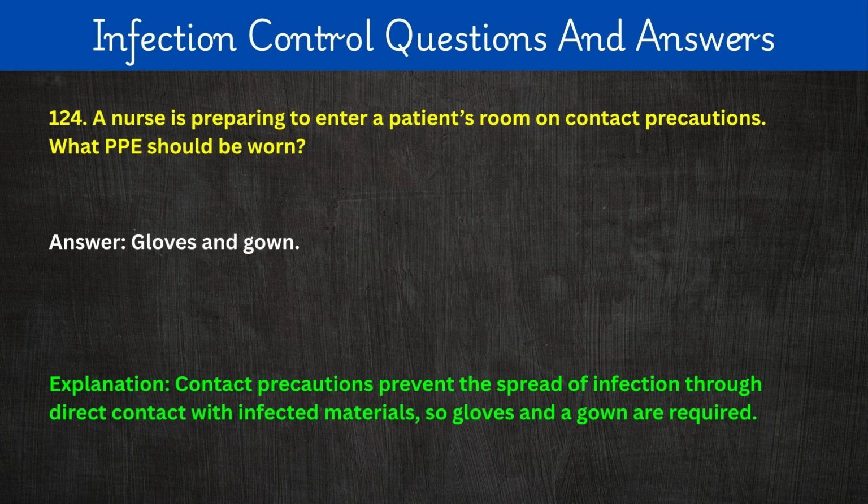124. A nurse is preparing to enter a patient's room on contact precautions. What PPE should be worn? Answer: gloves and gown. Explanation: contact precautions prevent the spread of infection through direct contact with infected materials, so gloves and a gown are required.